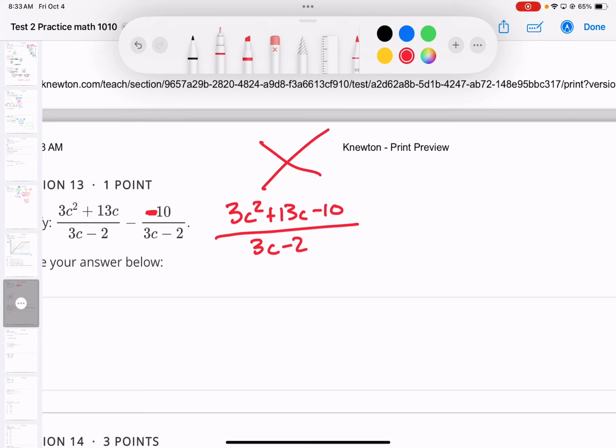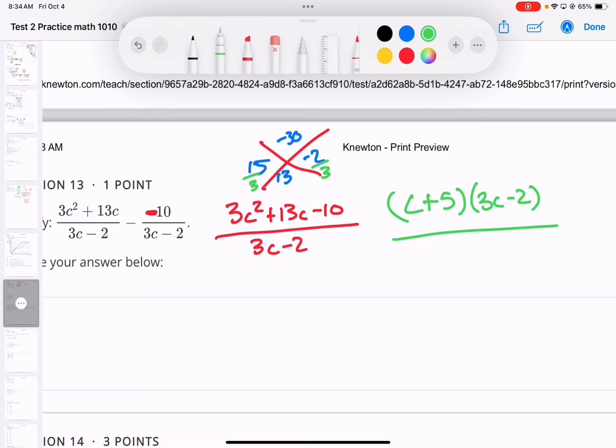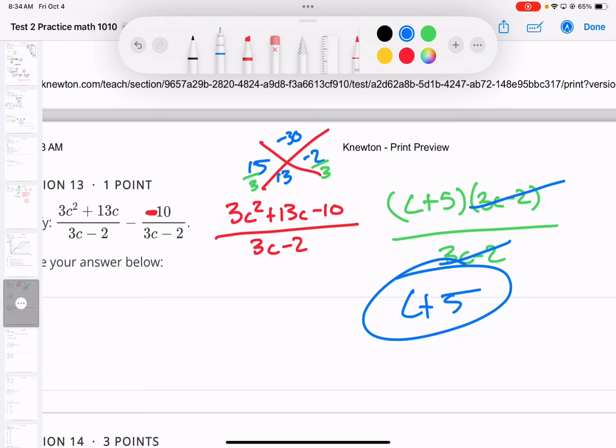We will want to do the x method. So I got negative 30 and 13. So that gives me a 15 and negative 2. This time I'll divide by 3. So divide by 3, divide by 3. So that's going to give me a c plus 5, and then a 3c minus 2. And that's over 3c minus 2. 3c minus 2's go away. C plus 5 is our answer.